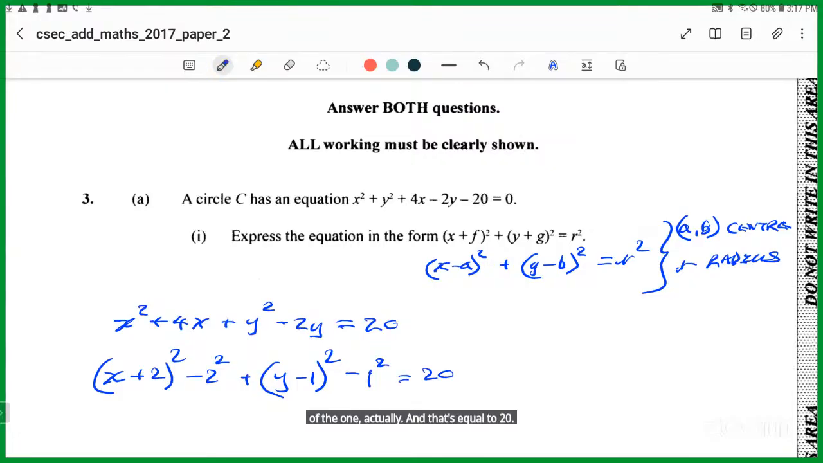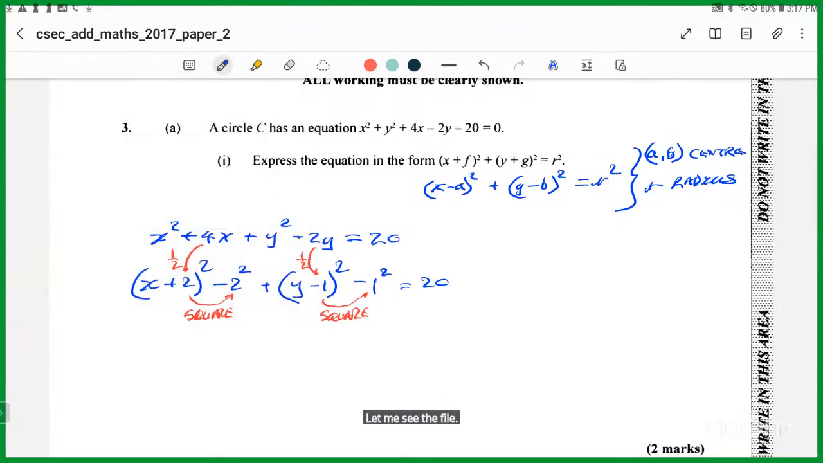Let's remind ourselves of what we do, so practice in class. Half of this value goes here and subtract the square here. So complete the square at this level. Half of the coefficient goes here and subtract the square here. Same thing all the time. And simplify.